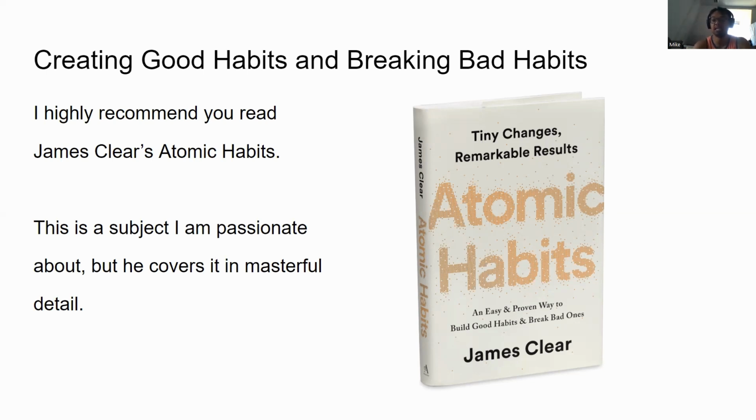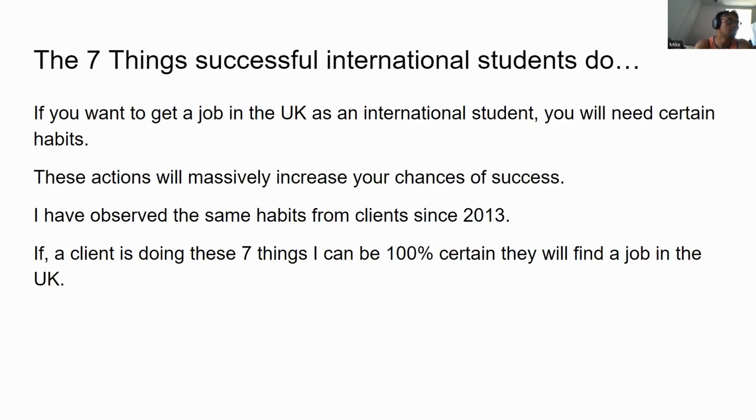And a lot of what I'm saying is a distillation of what he has said in his book. So there are 7 things successful international students do, because if you want to get a job in the UK as an international student, you will need certain habits. These actions will massively increase your chances of success. And I've observed the same habits from clients since 2013.